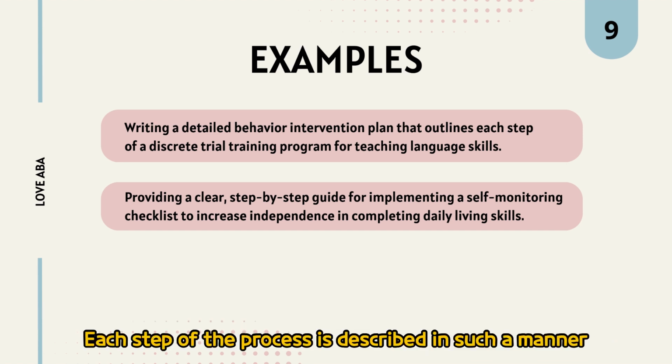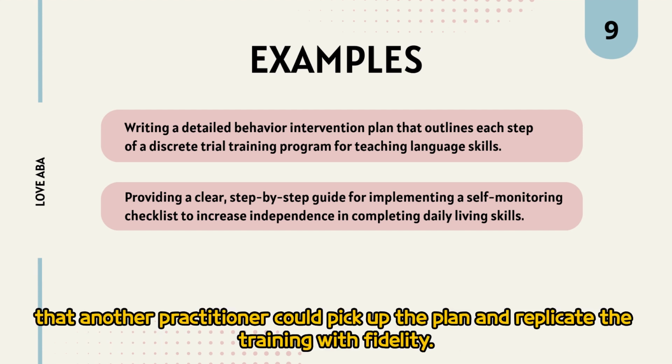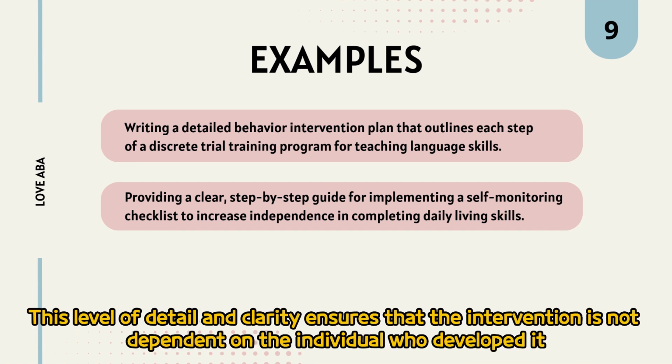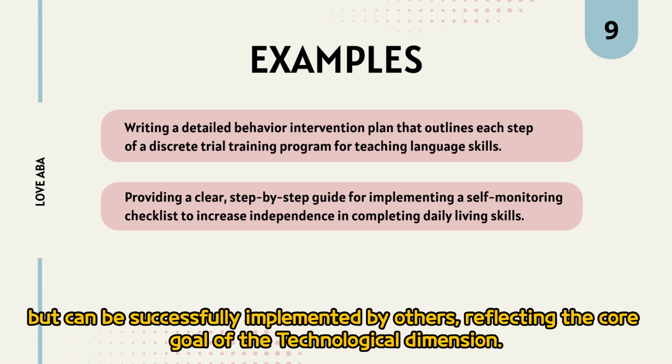Each step of the process is described in such a manner that another practitioner could pick up the plan and replicate the training with fidelity. This level of detail and clarity ensures that the intervention is not dependent on the individual who developed it, but can be successfully implemented by others, reflecting the core goal of the technological dimension.